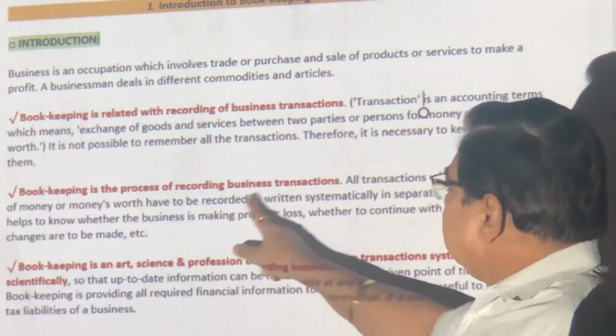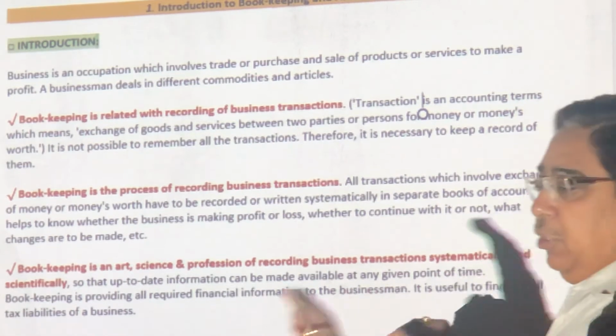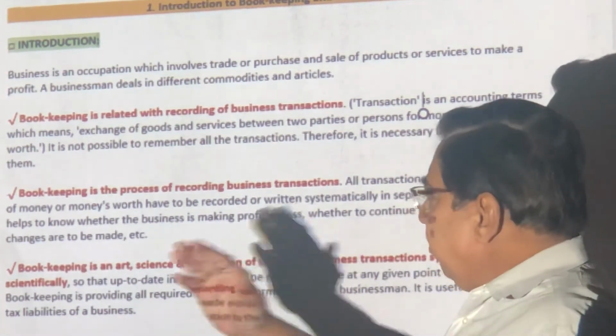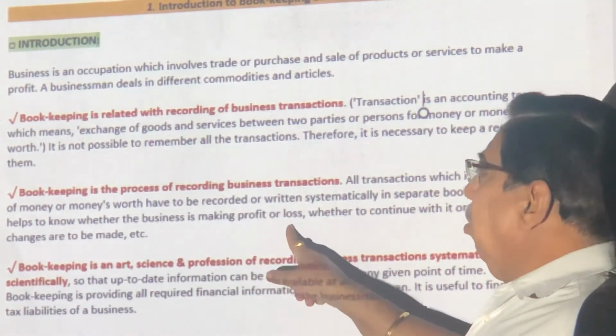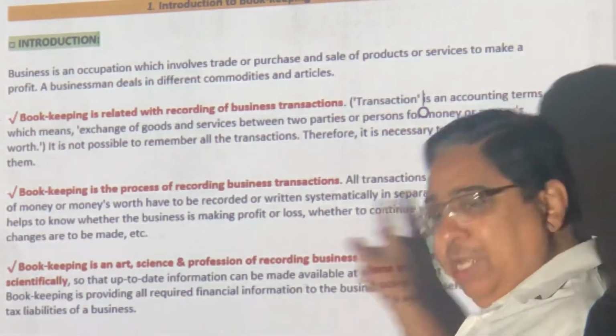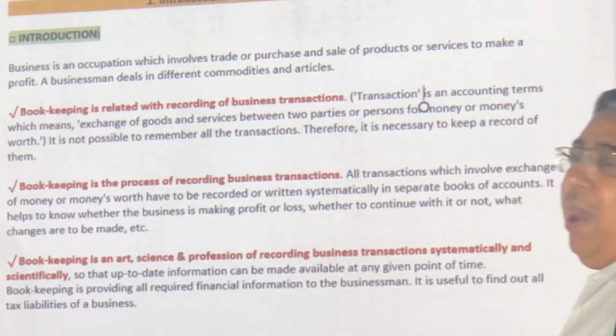We must write systematically in separate books of account: purchase book, sales book, stock register, salary register. We must know whether the business is making profit or loss. Should I continue the business? Should I close the business? Should I change the method of doing my business? So all this is required.